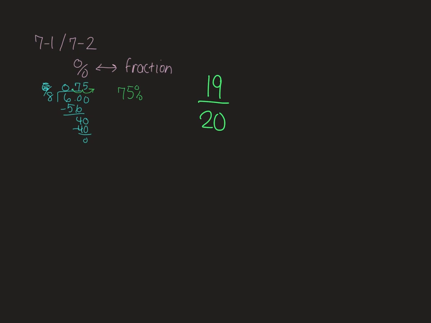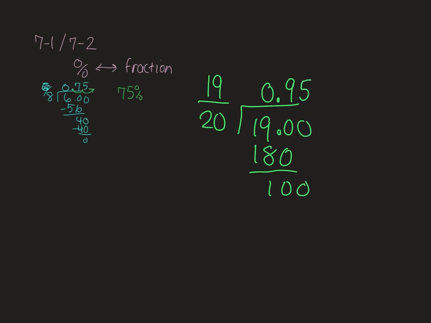Let's suppose that you got 19 out of 20 on a test. First step is to divide. 20 went into 19 9 times, but it wasn't even, so I have to add another 0. 20 will go into 10 5 times. Now that I have a decimal, I can hop twice and make it 95%.